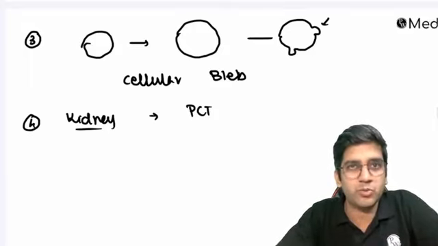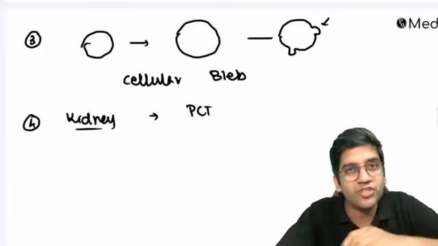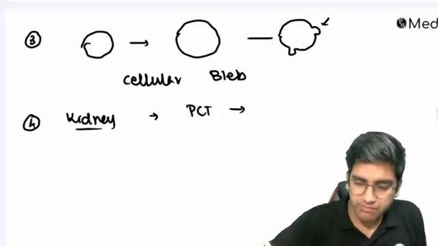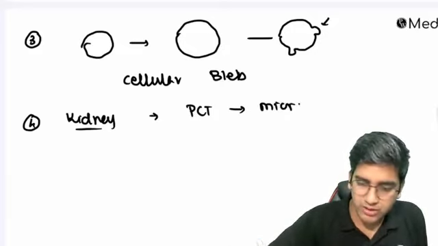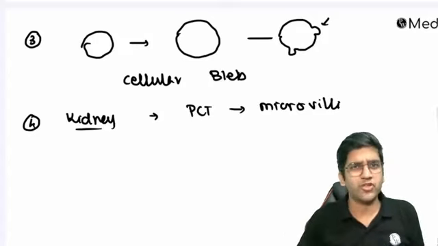Why does the PCT reabsorb? In histology, it has a very unique structure which makes it reabsorb, or which makes it increase the volume of the PCT. Can I say that the PCT has a structure called microvilli? It has microvilli. I'm sure you accept, right?